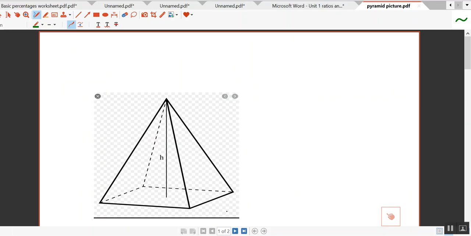We've got a bit of vocabulary that we need to know, but let's put this in. So the height equals 5 meters, and the base equals 5 by 5. That means 5 by 5.